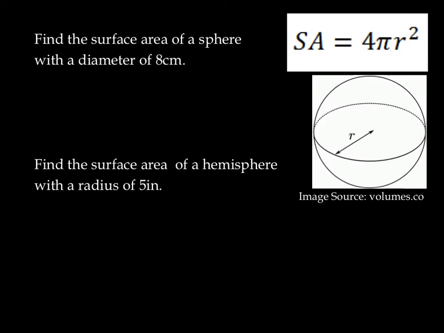Okay, first basic question here is to find the surface area of a sphere with a diameter of 8 centimeters. Now we should be careful about the word diameter. A diameter crosses a sphere or crosses a circle, goes from one end to the other, whereas a radius only crosses from the center to the outside. So the radius here is going to be half the size of the diameter, or we have a radius of 4 centimeters.